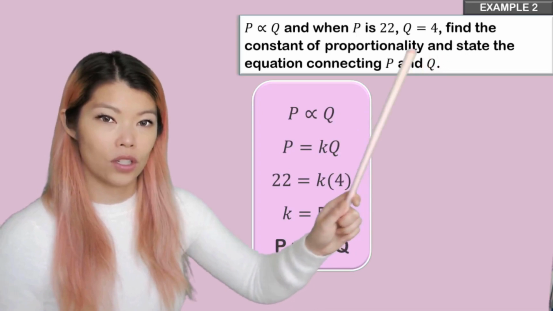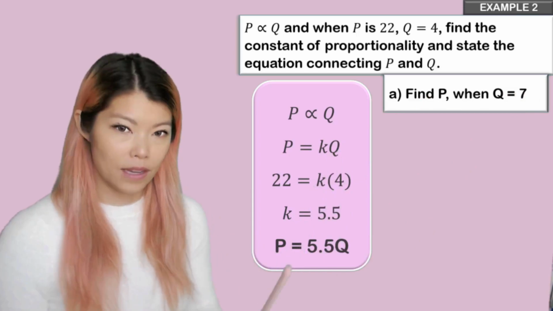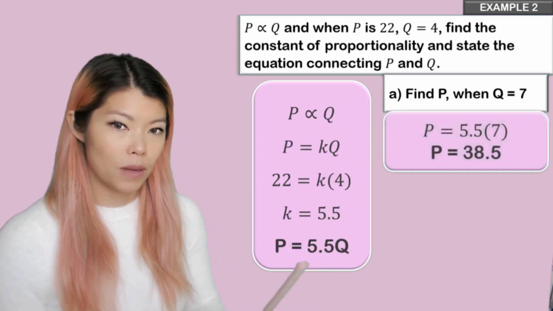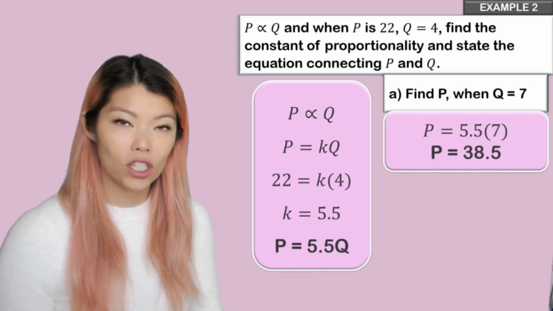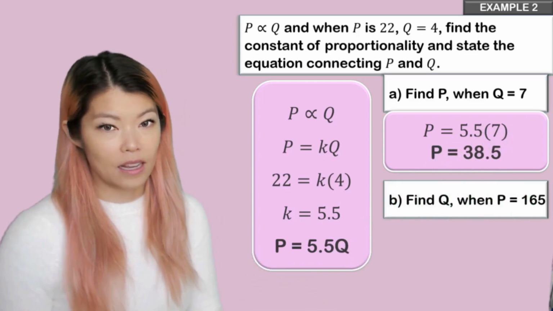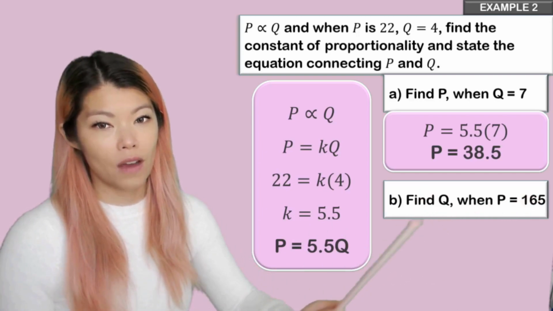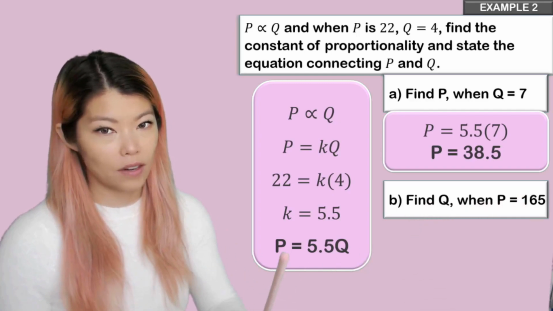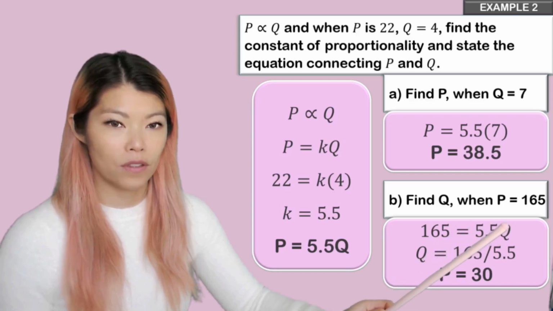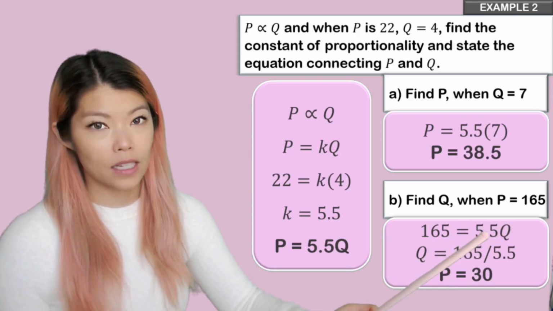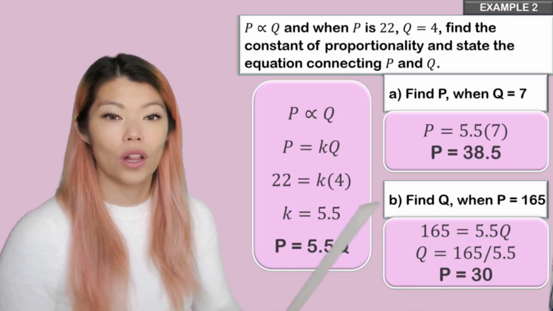Let's go back to the question. There's no questions, let's find the question. Find P when Q is 7. So if Q is 7, just plug it into this equation here. We have P equals 5.5 times 7, which is 38.5. Next question, find Q when P is 165. So now 165 is what P is, so the left side of the equation. So plug that in, and we have 165 equals 5.5Q. And how do you simplify and get Q by itself? Divide both sides by 5.5, and we get Q is equal to 30.